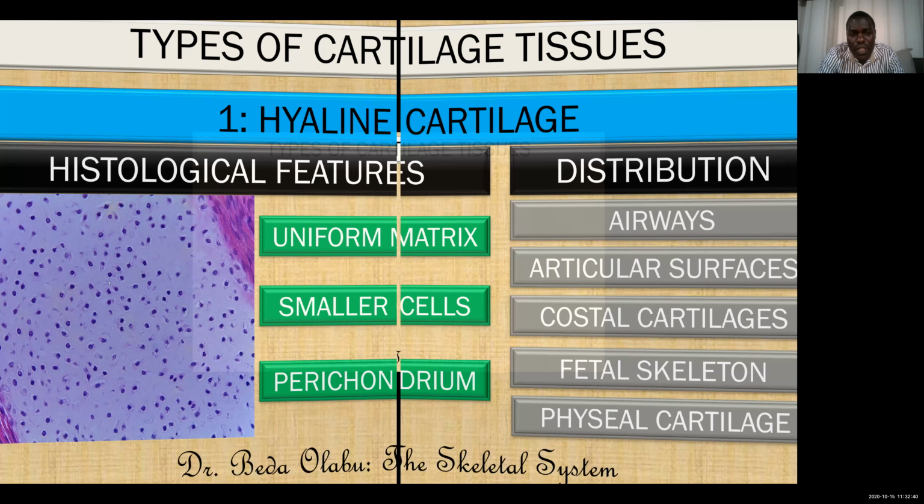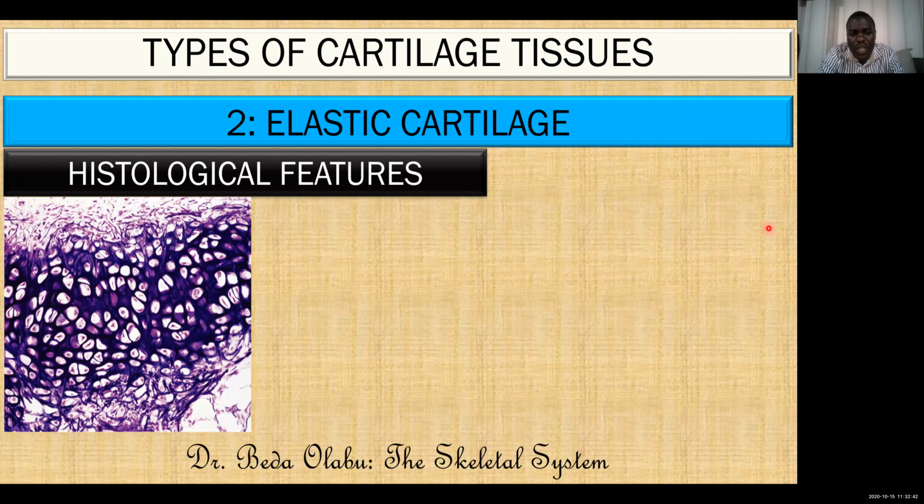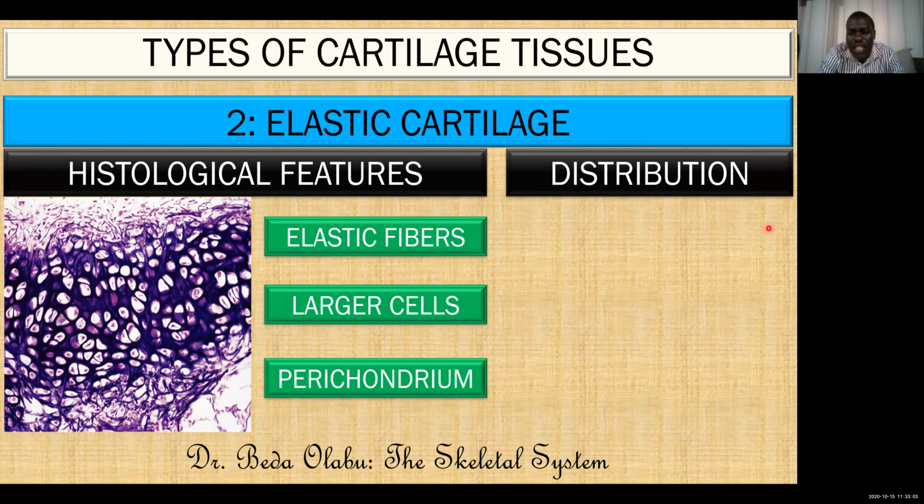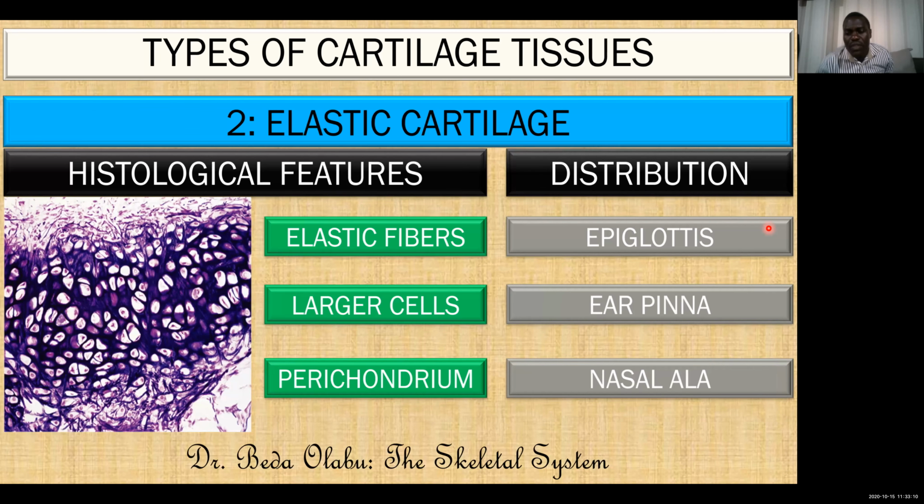We talked about elastic cartilage, which has a lot of elastic fibers. That's why we call it elastic cartilage. It also has larger cells compared to the previous one, and usually has perichondrium. Perichondrium is a covering of cartilage, the same way periosteum is a covering of bone. In terms of distribution, it is found in the epiglottis, in the pinna of the ear, and in the ala of the nose.